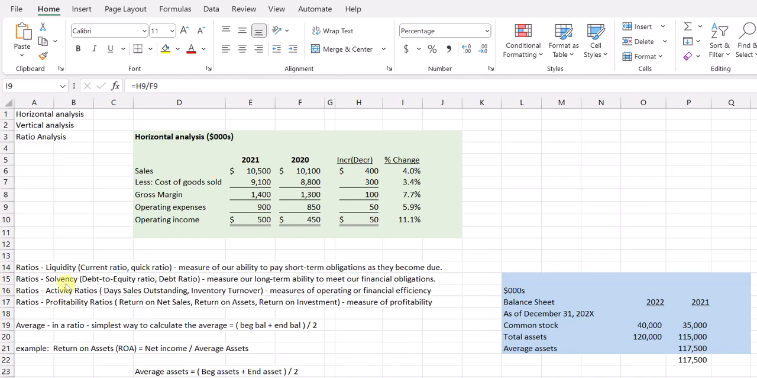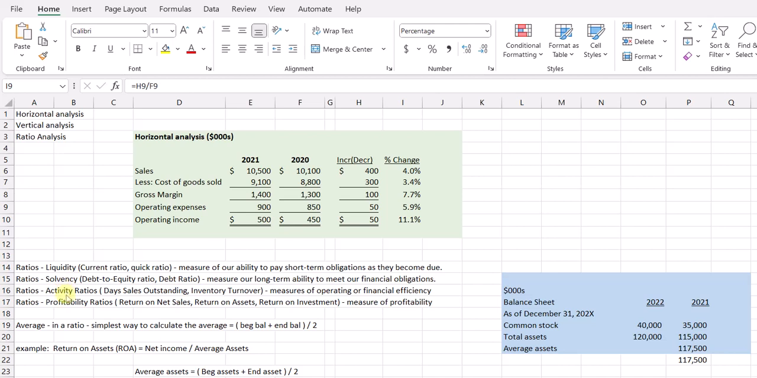Then we also have solvency ratios. Solvency ratios, I think of them as flip side of the same coin. It's not exactly liquidity, but it does measure our long-term ability to meet our financial obligations. So here we're comparing our level of debt to our level of equity, or perhaps our level of debt to total assets, and these are considered solvency ratios.